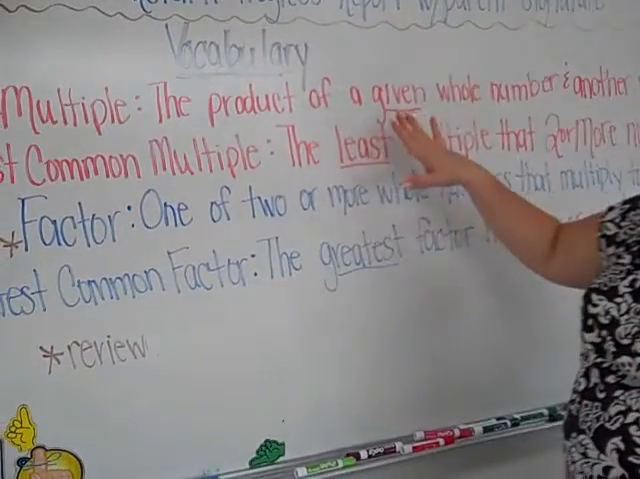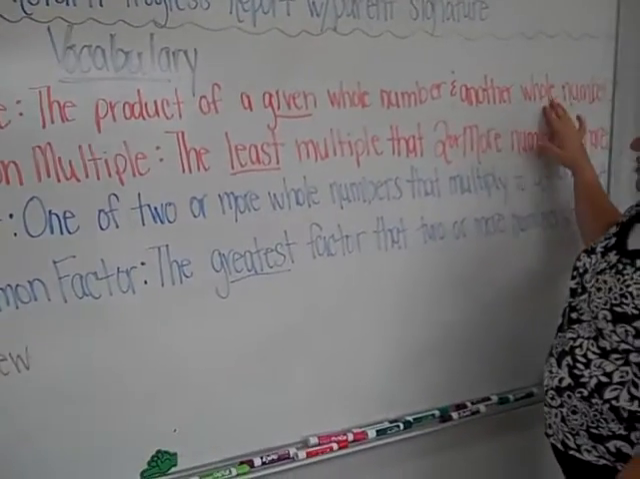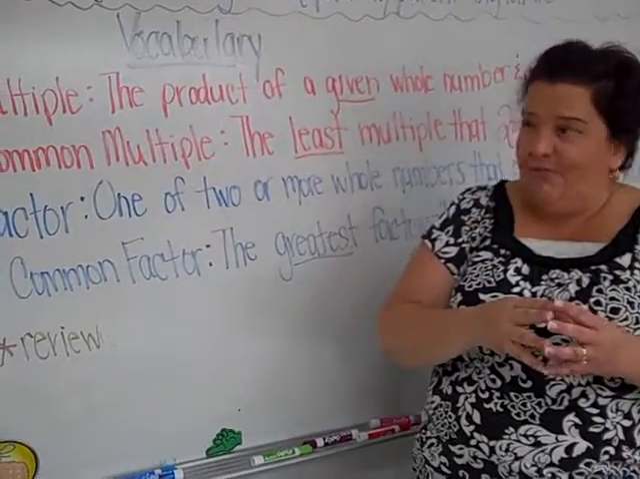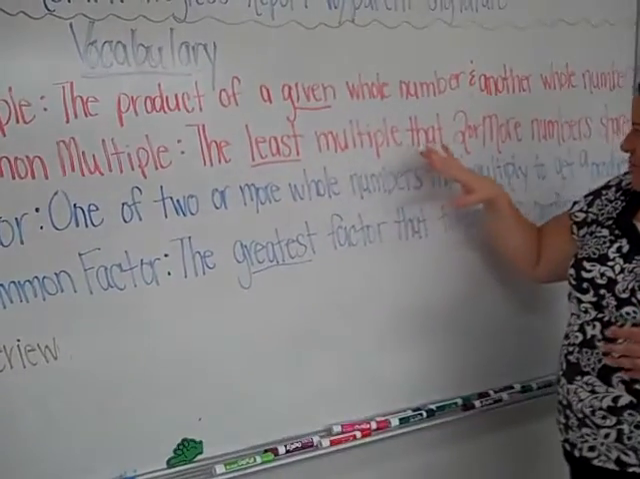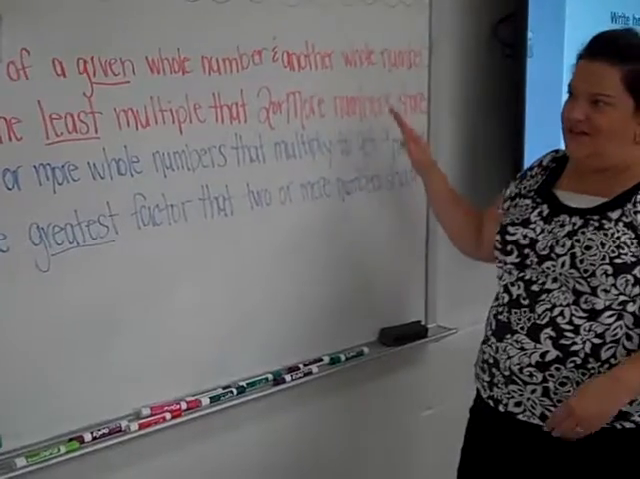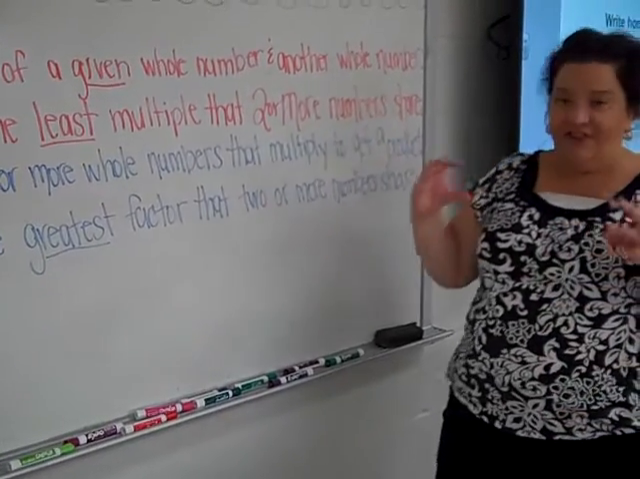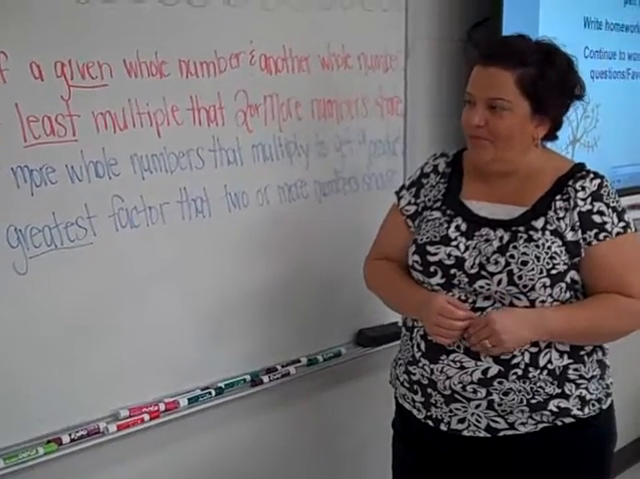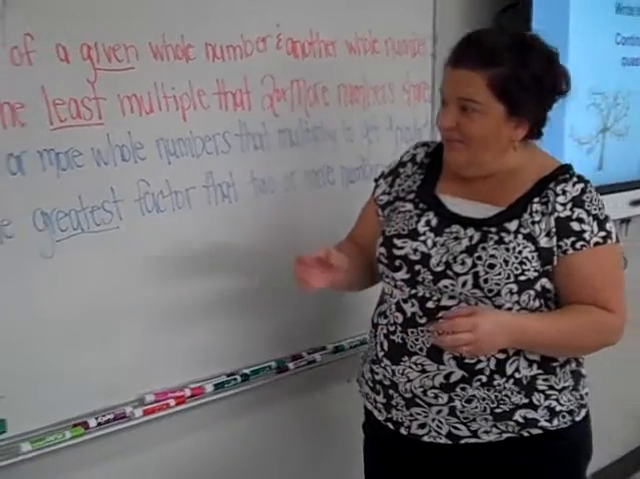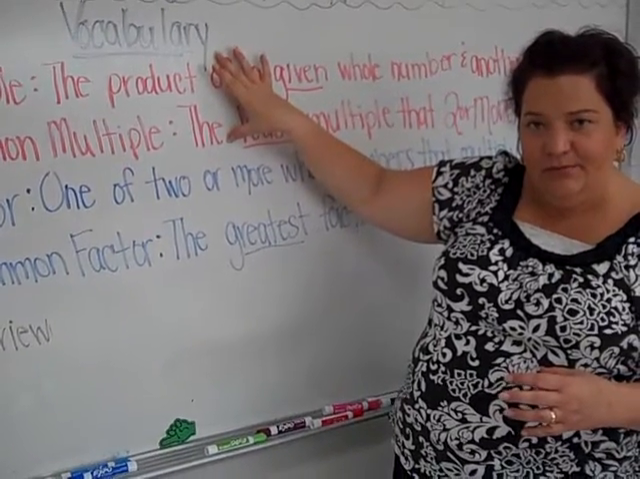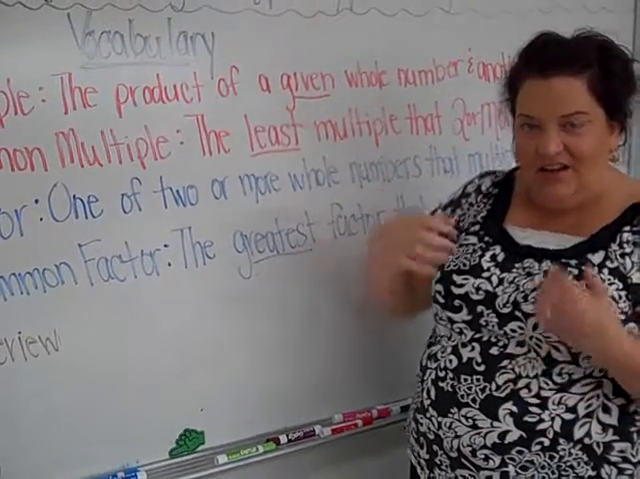So the multiple is the product of a given whole number and another whole number. And then a least common multiple would be the least multiple that two or more numbers share. So that's a new vocabulary phrase for us, least common multiple. Then I separated these because multiple and least common multiple go together. They're connected.